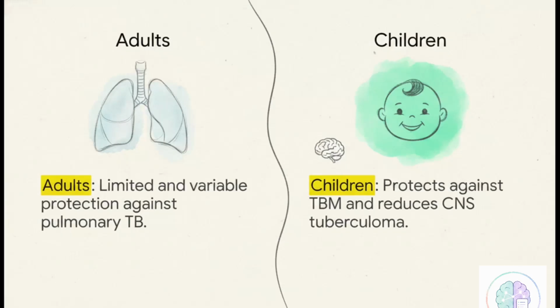When we look at the clinical efficacy of this vaccine, there is a stark, fascinating contrast. For adult pulmonary TB, the vaccine provides limited and, honestly, highly variable protection. However, for newborns and children, the protective benefits against the central nervous system forms are just remarkable. It actively protects against TBM, prevents the death of newborns caused by tuberculosis, reduces overall symptoms if they do contract it, and there's strong evidence it significantly reduces the likelihood of developing CNS tuberculoma.